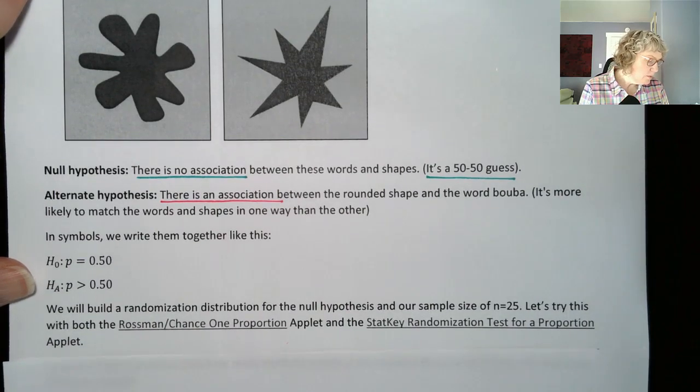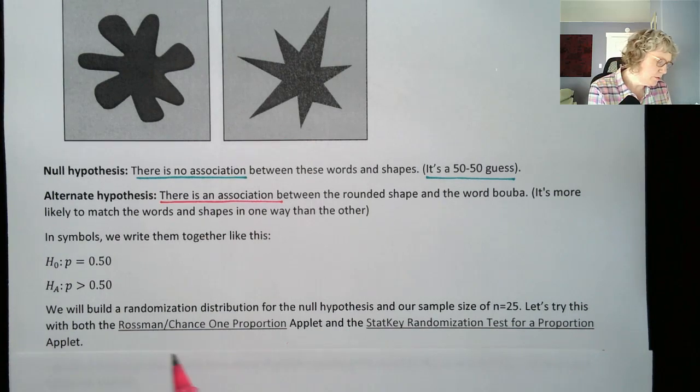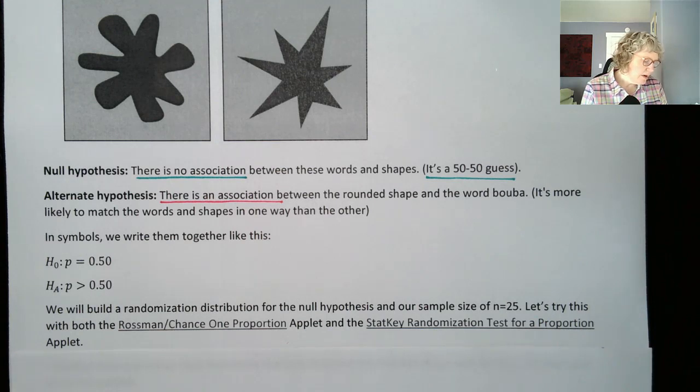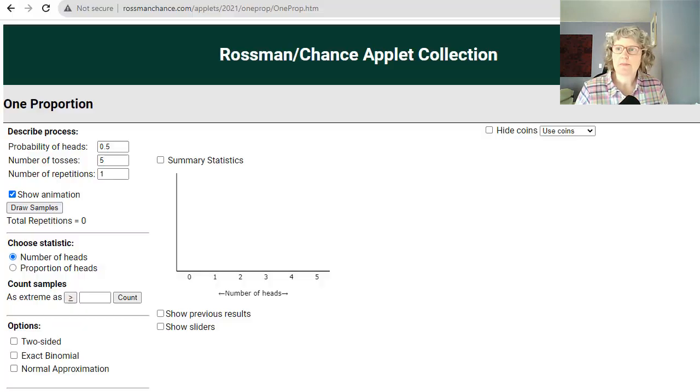Then we did this, and we'll do it again. We built a randomization distribution for the null hypothesis with a sample size of n equals 25. So let's try that again. We used the Rossman Chance applet, and lately we've been using more StatKey, so I'm going to show you with both. You can actually do it with either one. So I'll show you both ways. But first I want to go back to what we did before and show you, and then I have screenshots on the next page for you.